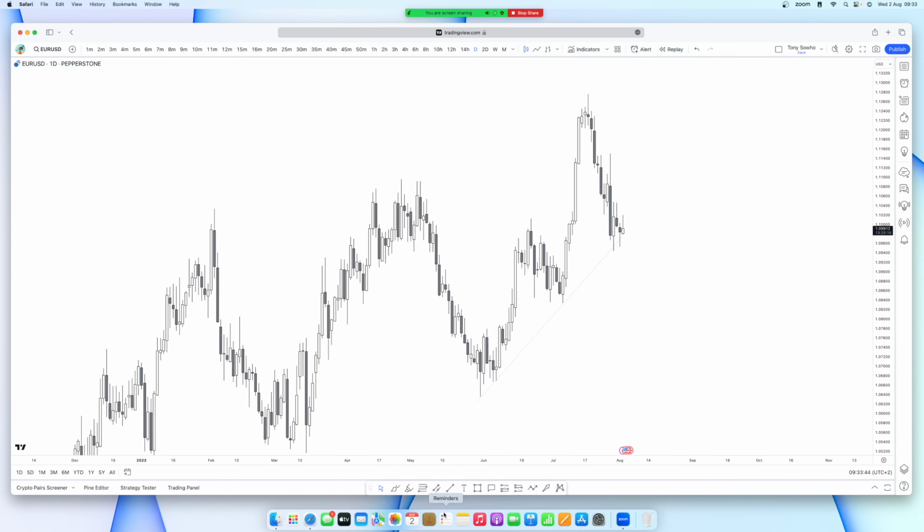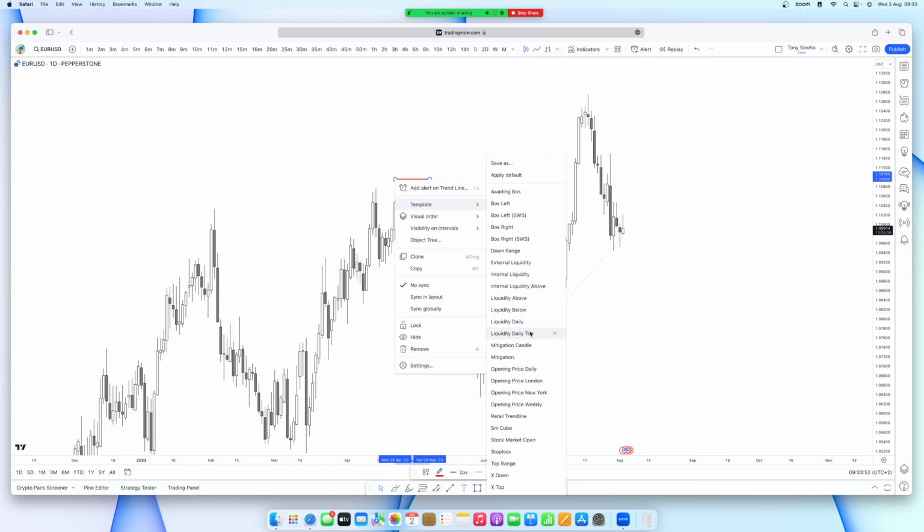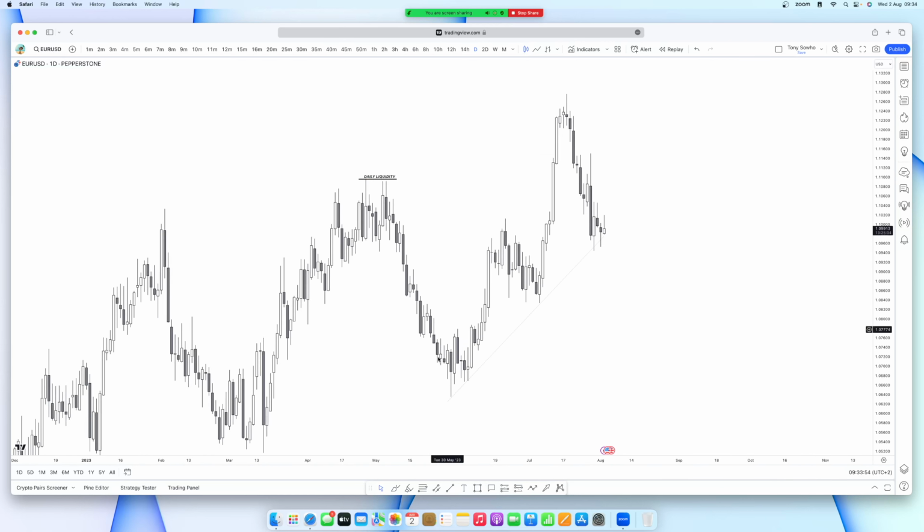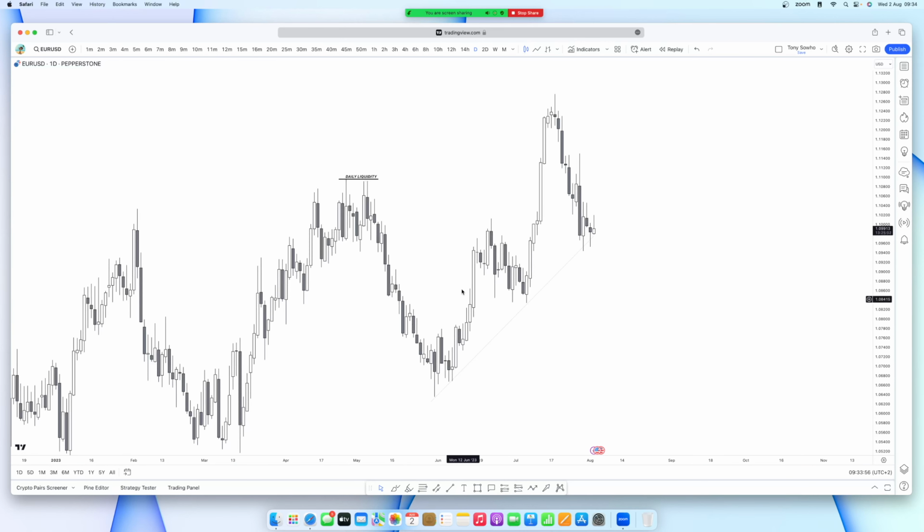So first we wanted price to take out this liquidity that was here. That was why we were looking to buy this. So we had a daily liquidity in this area to the upside. And then I could see how price came all the way to the upside and then was coming down.